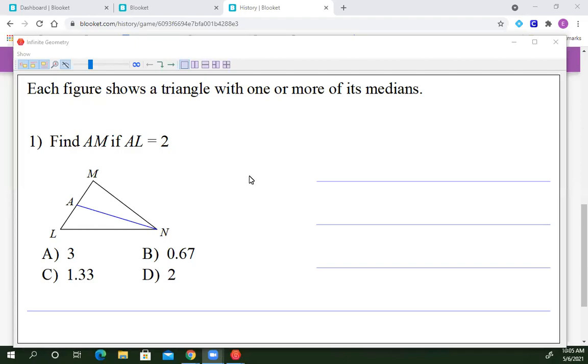Okay, we're just going over this review. We said that this thing is a median, so that means that it goes to a midpoint. So if AL is 2, then AM is 2. So nice, easy answer there.